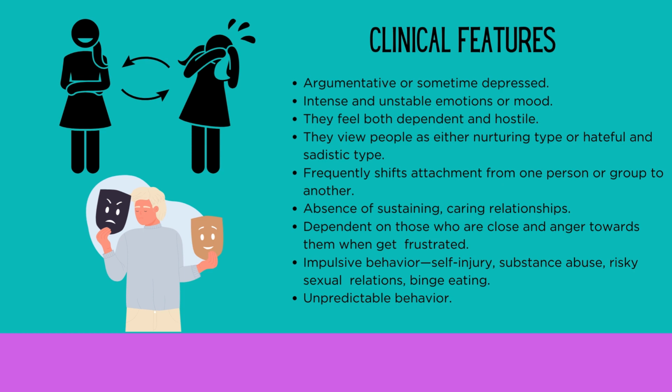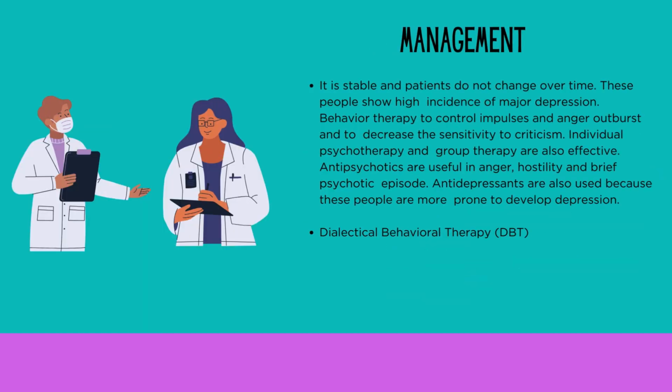They also have impulsive behavior such as self-injury, substance abuse, and risky sexual relationships, and also unpredictable behavior. So the most common treatment for this personality is the so-called dialectical behavioral therapy. The patient is often stable and does not change over time. These people show a high incidence of major depression.